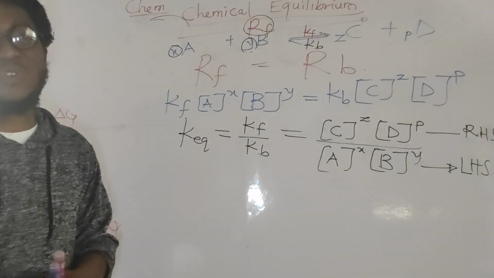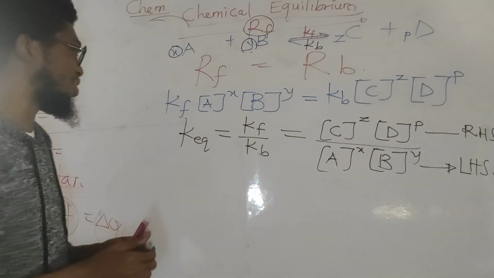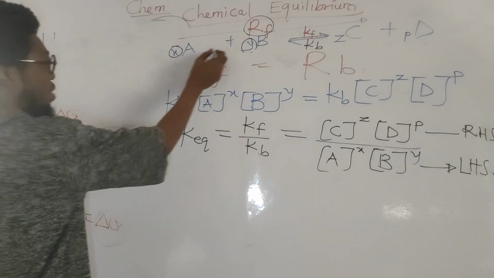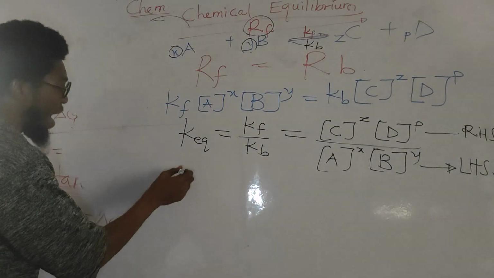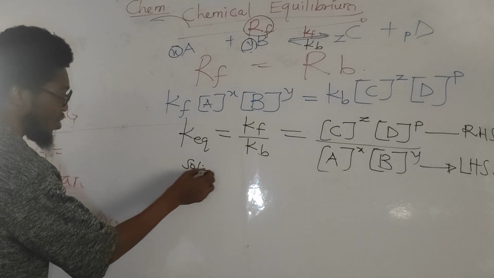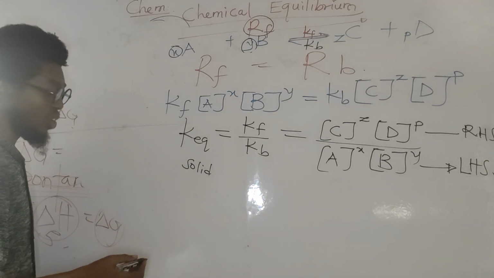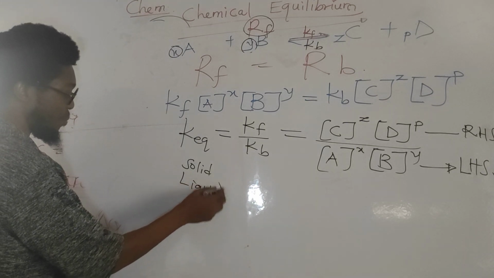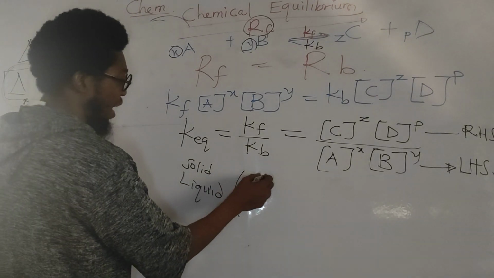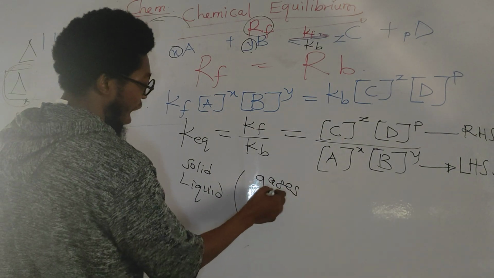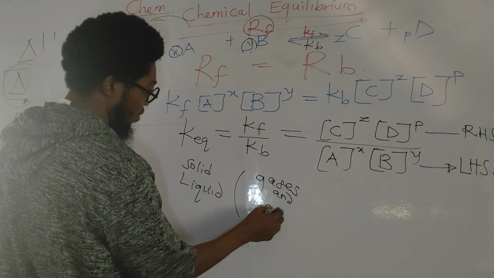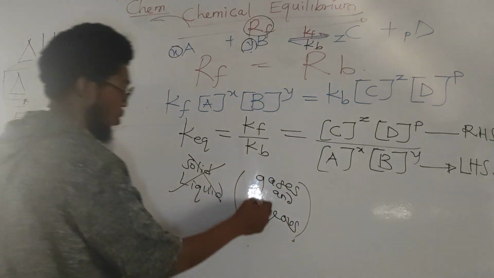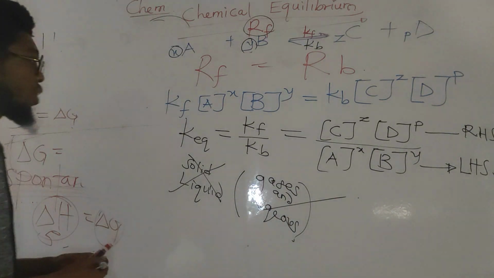But will you have to do that every time? There is a condition. Every time you want to write, you check the state of matter of what you want to write. Anything that is in solid state, you must never write it in the chemical equilibrium. Anything that is in liquid state, you must never write it. The only two you write are gases and aqueous. These are the only two that you must write. Don't write the others, but always remember to include them as 1.